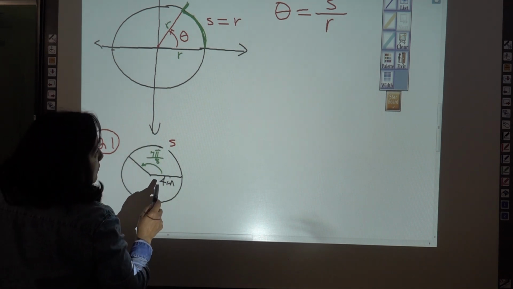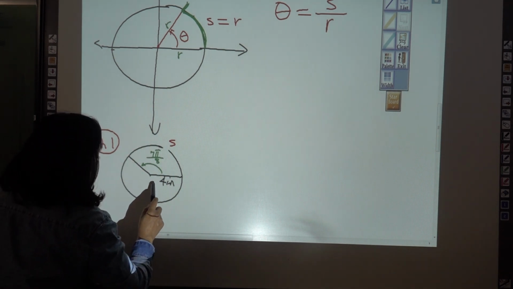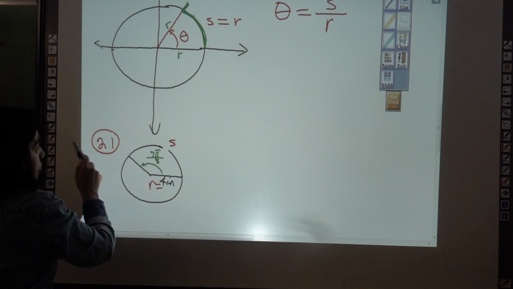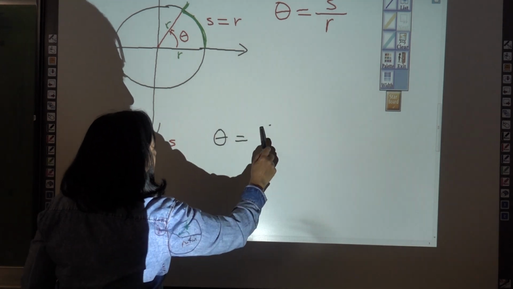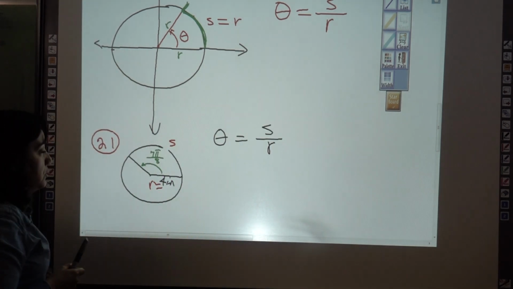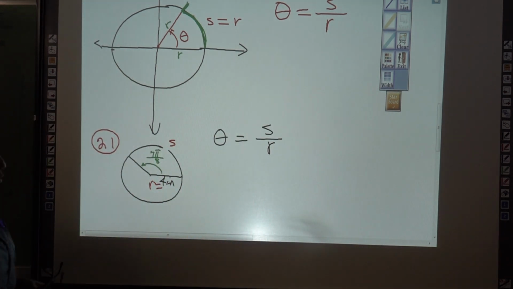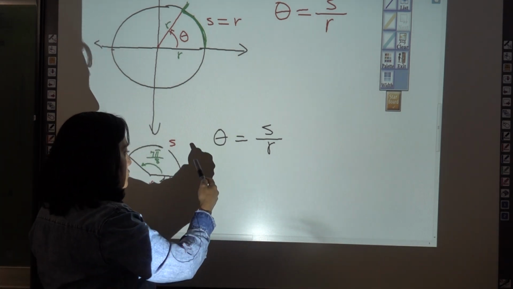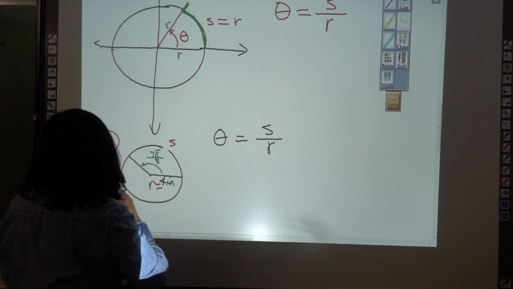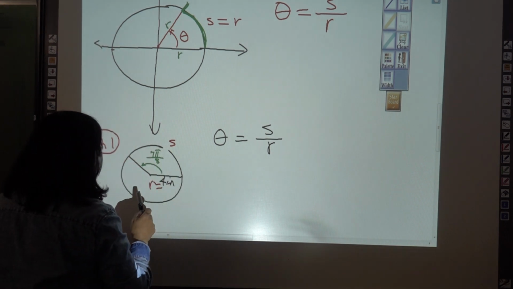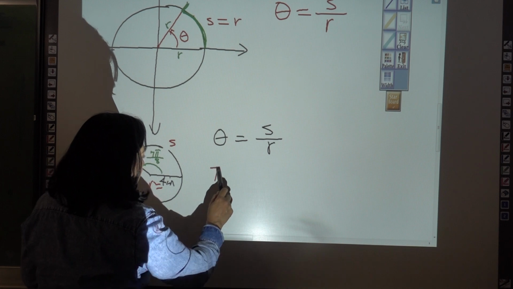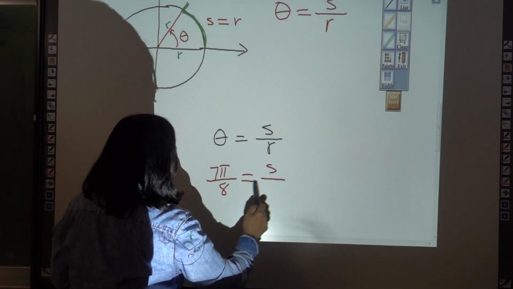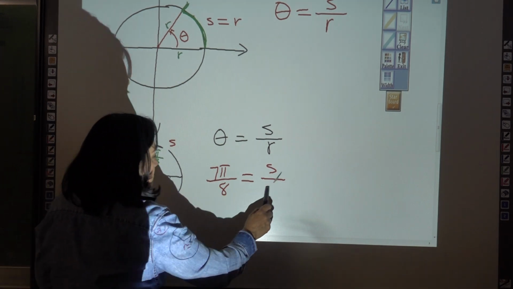So this is the angle, this is the radius, R is equal to 4. This is the angle, which is theta, it's in radians. So theta is equal to S over R. In this specific case, we're looking for S. So like I said, just isolate it first and then substitute, or you can substitute and then isolate, it's up to you. So let's say theta is 7 pi over 8 is equal to S, that we don't know what it is, over the radius which is 4.